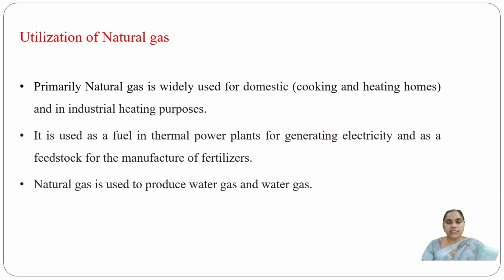We see the utilization of natural gas. Primarily, natural gas is used for domestic purposes and in industries for heating purposes also. Natural gas is used as a fuel in thermal power plants for generating electricity, and it is also used as a feedstock for the manufacture of fertilizers. And natural gas is used to produce water gas and then producer gas.